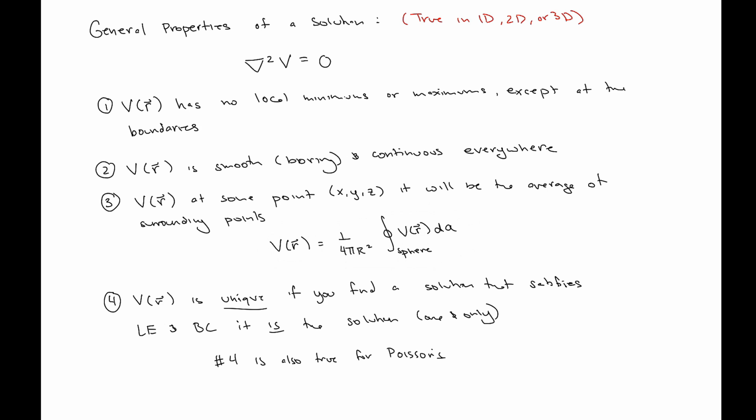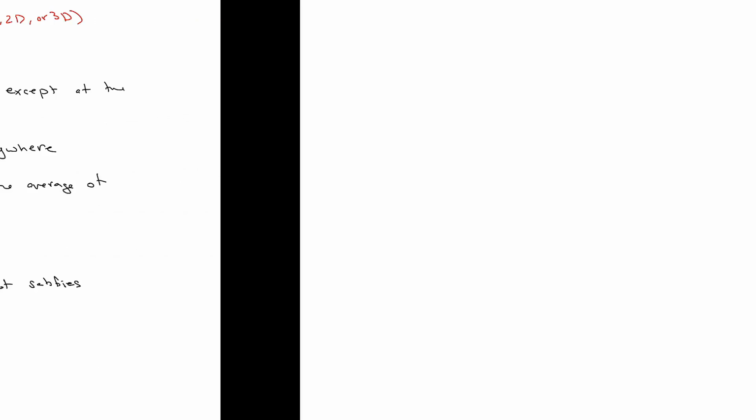These other ones are not true for Poisson's, well, it's still pretty smooth and boring and continuous, but the no-maximum-or-minimum property is not true for Poisson's, because if I do have some charge density somewhere, I will get a maximum or a minimum in my potential. Okie dokie, those are some general properties. So let's think about how this relates back to our boundary conditions.